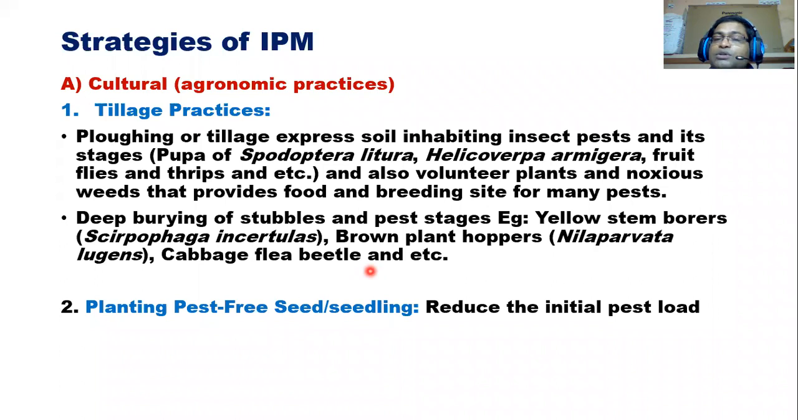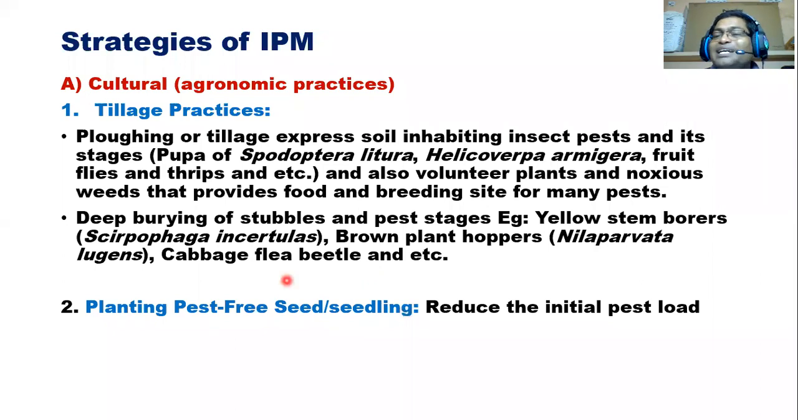That's how so many farmers are using seedlings. They are making nurseries and making seedlings, then transplanting. If you are making seedlings and transplanting, you can minimize many pests.